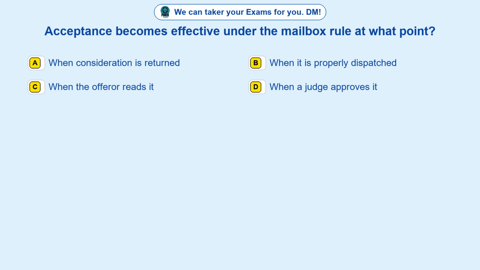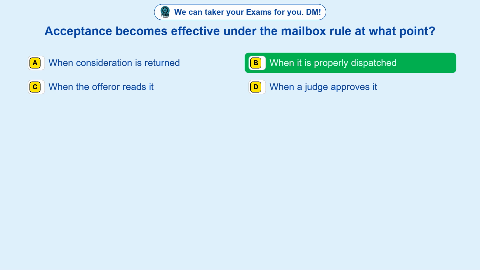Question 4. Acceptance becomes effective under the mailbox rule at what point? Option A. When consideration is returned. Option B. When it is properly dispatched. Option C. When the offerer reads it. Option D. When a judge approves it. The correct answer is option B.